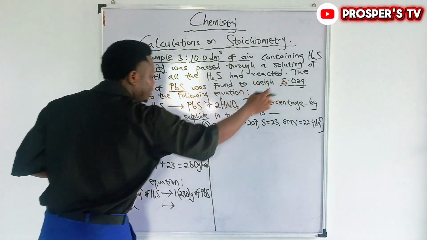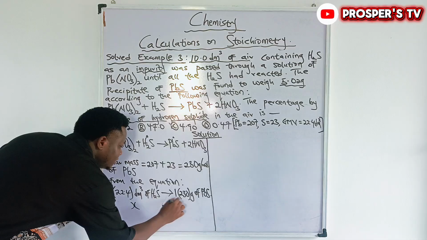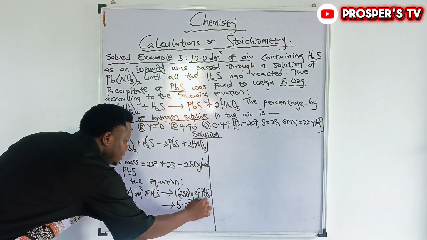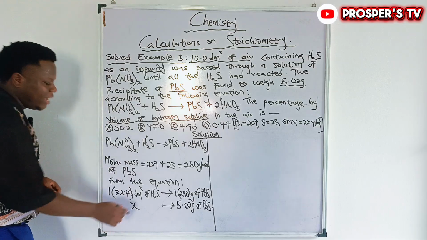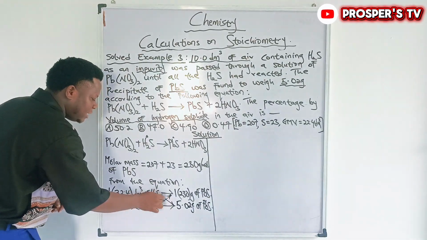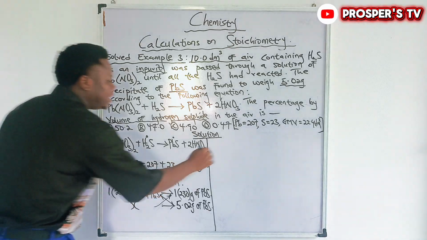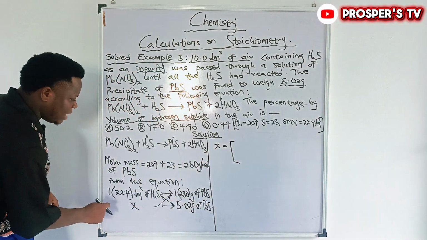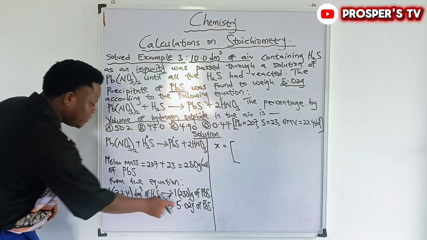And the mass given for the lead sulfide now is 5.02 grams of lead sulfide. So once you make this arrangement, you already know what to do next. X goes to multiply this, and then this goes here. So at the end of the day, X would be equal to, if we cross multiply, we're going to be having this number multiplying this.